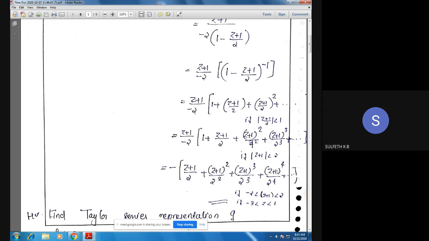Okay, and we will get the Taylor series in terms of z+1 as minus of [(z+1)/2 + (z+1)^2/2^2 + (z+1)^3/2^3 + (z+1)^4/2^4 + etc.]